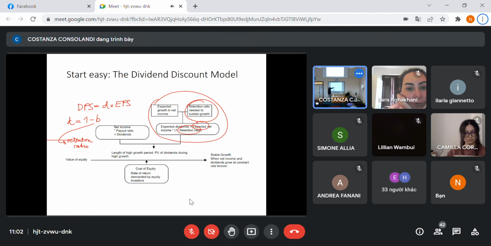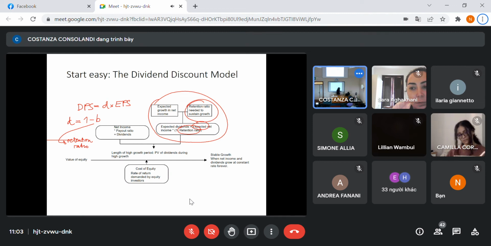So once we have the 2 ingredients, the length of the high growth period, we calculate the present value of the future expected dividends. Then we have a stable period, discounting at the cost of equity, which is the return rate required by equity investors in the company.